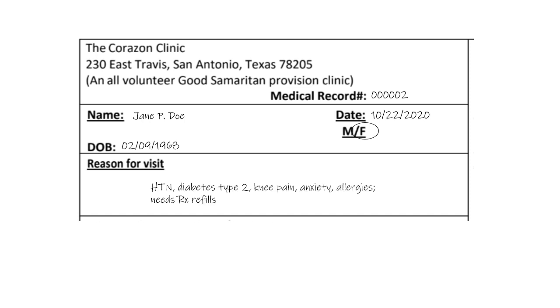And if you're an admin, please remember not just to put refills, but try and state what the conditions are of their chief complaint and then indicate that they need refills. So in our chart example here, we have Miss Jane P. Doe coming in for hypertension, type 2 diabetes, knee pain, anxiety, and allergies, and she wants refills of her medications.